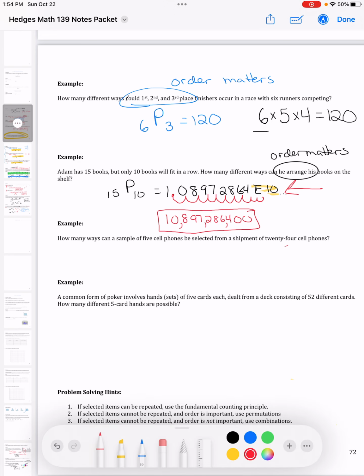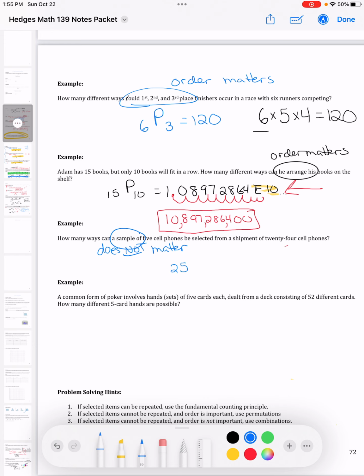All right, so let's look at some combinations here. We want to know how many ways a sample of cell phones from a shipment can be pulled. So with a sample, the order doesn't matter. You're just going to pull out any 5. The first one that you pull out and the second one you pull out and the third and the 5th one, you're going to do the same thing to all of them. The first one isn't special. You're going to treat all of them the same.